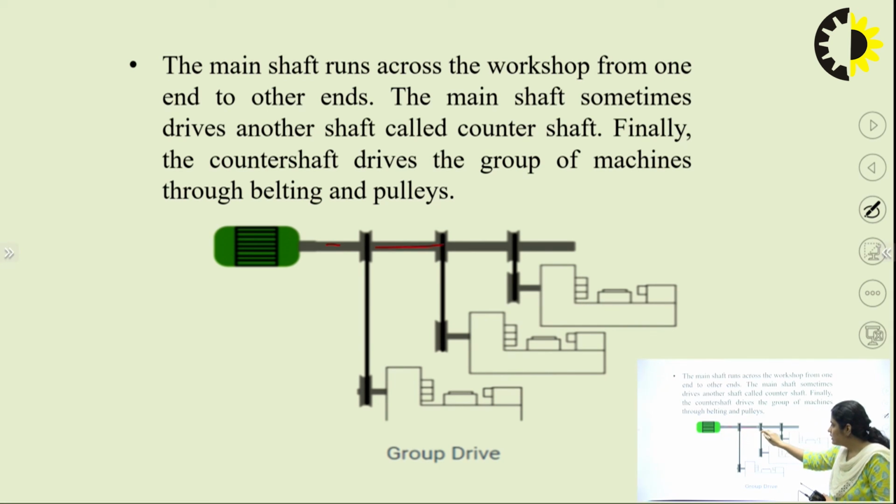Here you can see this is one shaft, this is another shaft, and these are the 2 or 3 shafts which are connected to the different units. So one shaft drives another shaft, which is connected with the shaft of the motor. This is called the countershaft. The countershaft drives the group of machines through belting on the pulley, because this is one shaft and this is the other shaft. So these shafts indirectly run the shaft of the motor with the help of pulleys or belts.